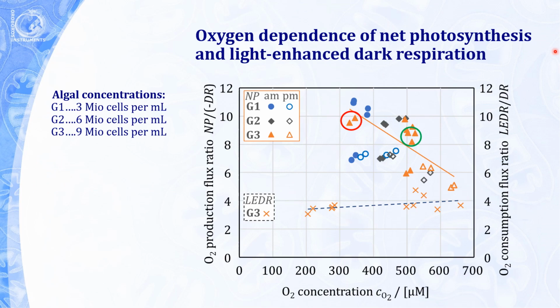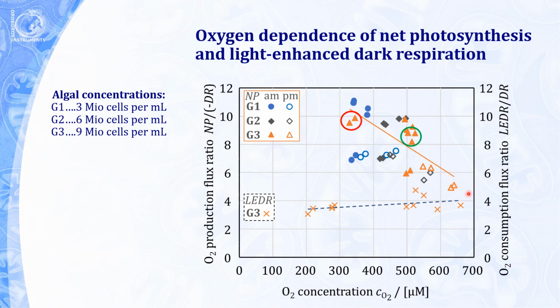Oxygen dependence of net photosynthesis and light-enhanced dark respiration. Oxygen fluxes were expressed relative to dark respiration measured in the beginning of the experiment. This normalization yields flux control ratios entirely independent of cell counts. Independent of dilution, net photosynthesis was inhibited gradually from normoxia to severe hyperoxia by up to 40%.